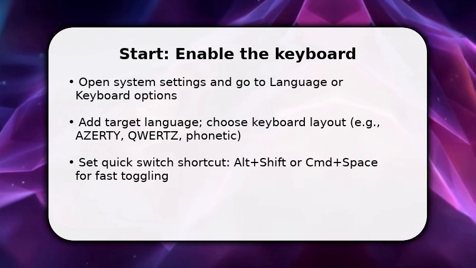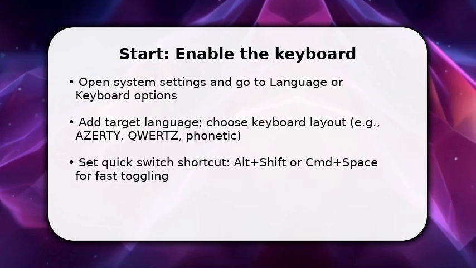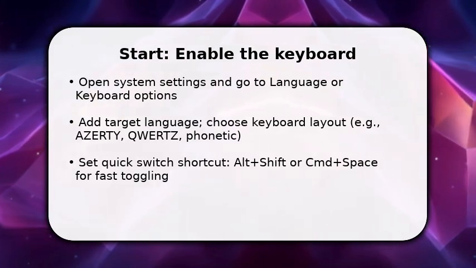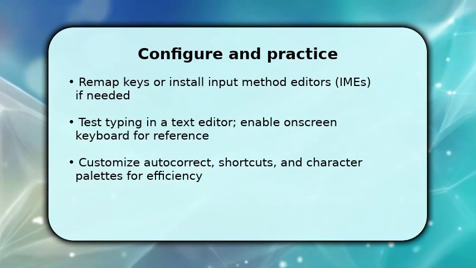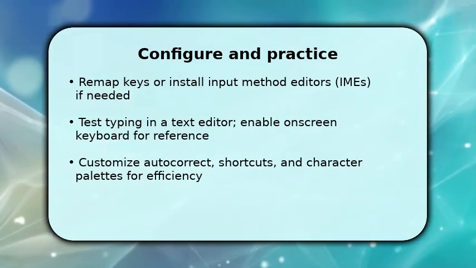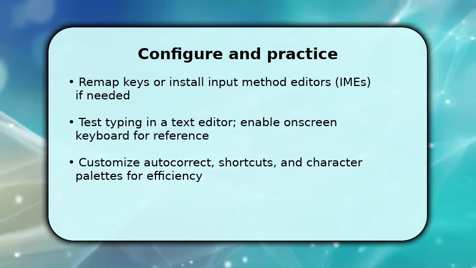Make sure to download any language packs or fonts if prompted. This prevents missing characters when you type. You'll switch instantly and confirm the layout visually in the menu bar or taskbar. Now configure deeper options. Remap keys or install an input method editor, IME, for languages with complex scripts.